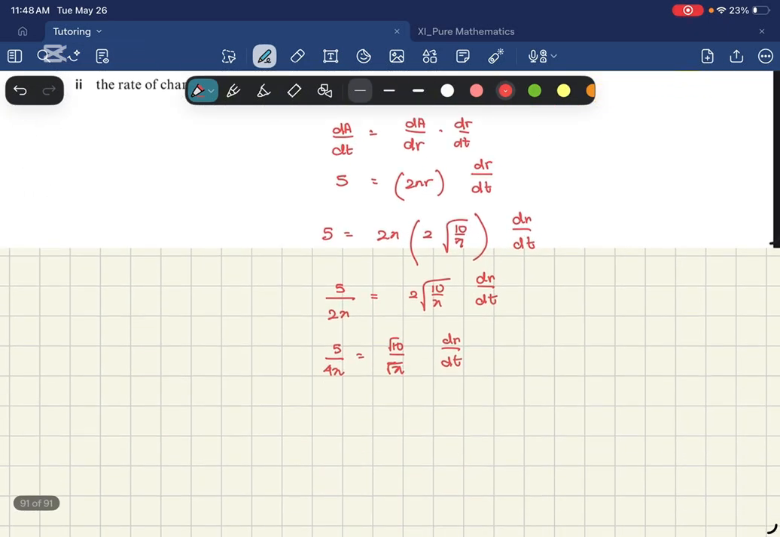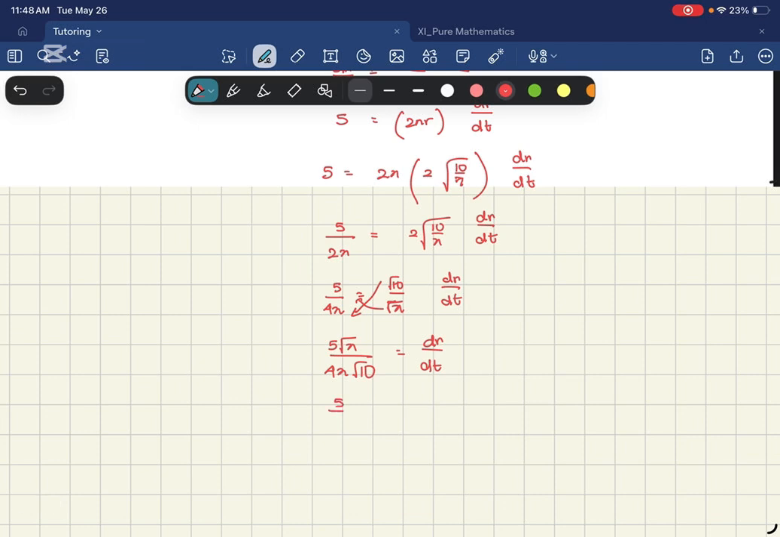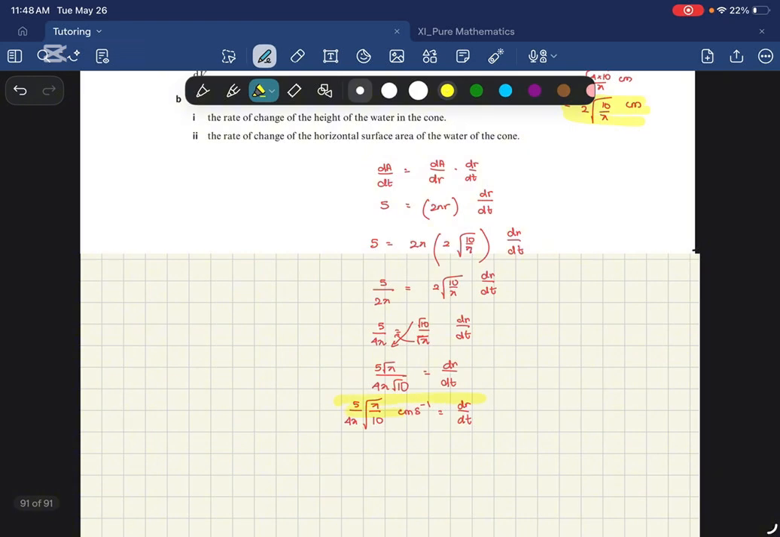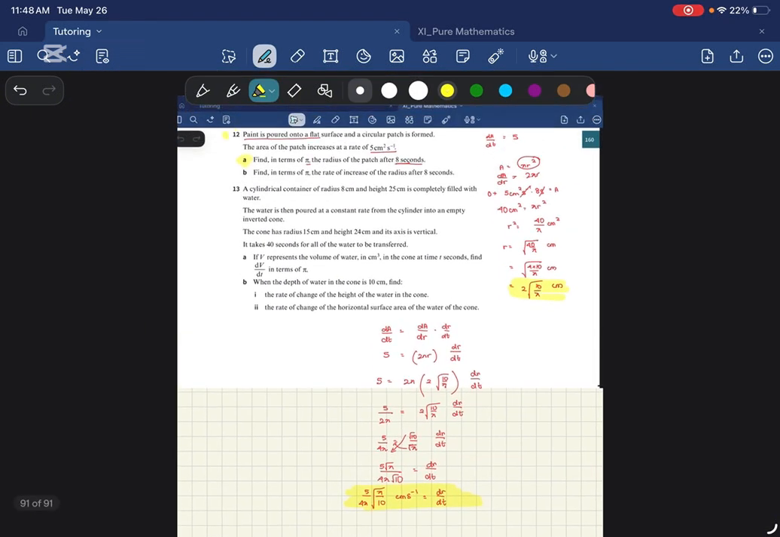So radius has to be in centimeters. Okay, I wrote that. So I divide by 2 on both sides. I get this expression. And then finally, I will get like this expression. So I multiply by root pi and I divide and I get dr by dt. Another way of writing this is that you can write it as 5 by 4 pi square root of pi by 10 equal to dr by dt. And what should be the units? It has to be centimeters per second, right? Because radius is in centimeters. So that is going to be your expression. A bit messy, but yeah, this is it. And we're done with question 12.